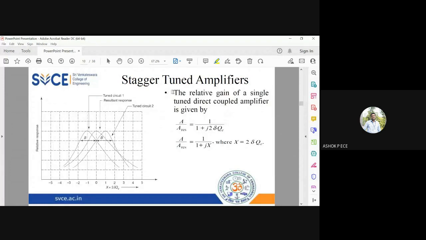So the gain for a single stage tuned amplifier, we have derived this. This is the gain of a single tuned amplifier. A by A resonant equal to 1 by 1 plus j 2 delta Q. I hope you remember this equation. This equation only we use for calculating the bandwidth. This equation only we use for calculating the effect of cascading single tuned amplifiers on bandwidth. So this equation should be very familiar too. For simplicity, I am taking this X as 2 delta into QE. So my A by A resonant ratio becomes 1 by 1 plus jX. Okay, this is for a single tuned amplifier.